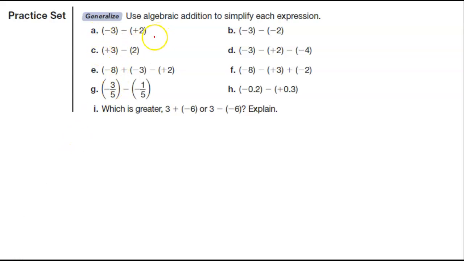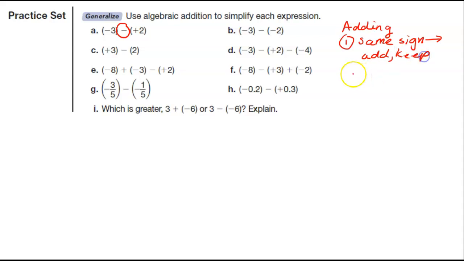Okay, so in lesson 68 practice set, we're going to be subtracting integers. So I just want to remind you of the rules. When I'm adding integers, my rules are if they are the same sign, I add and keep the sign. You should have this written somewhere, and you should write it more than once. If they are different signs, you subtract and keep the sign of the larger. These are my addition rules.